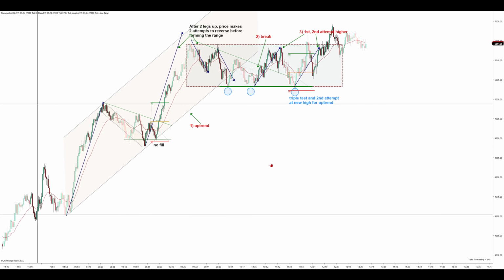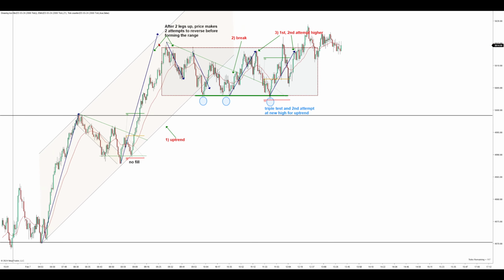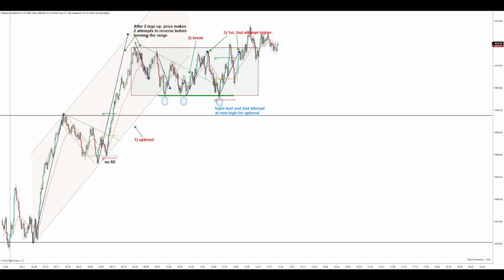Now I just want to show, even with these two legs up right here, we could have reversed from there and then it would just be two legs up, end of story, reversal. But since it didn't reverse, it's actually accounting for this bigger uptrend. So these two legs here become one leg on a bigger picture. And since we haven't reversed and we're sticking up here, we can expect price to attempt a new high.